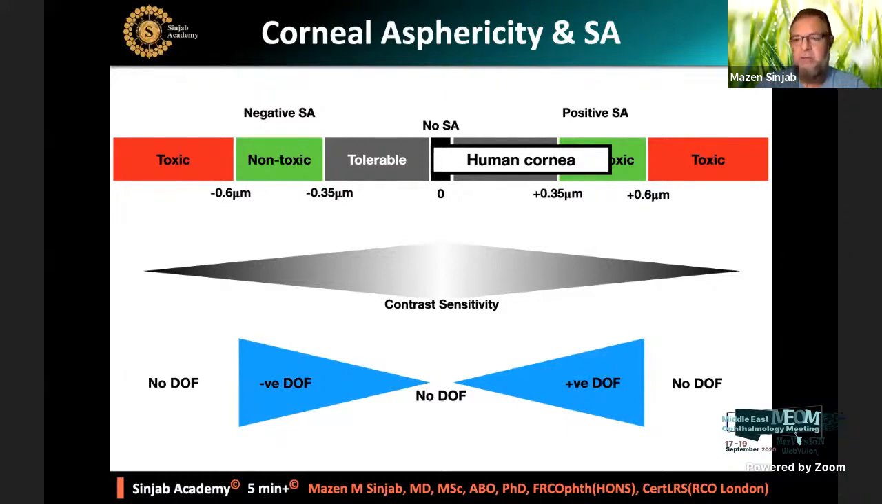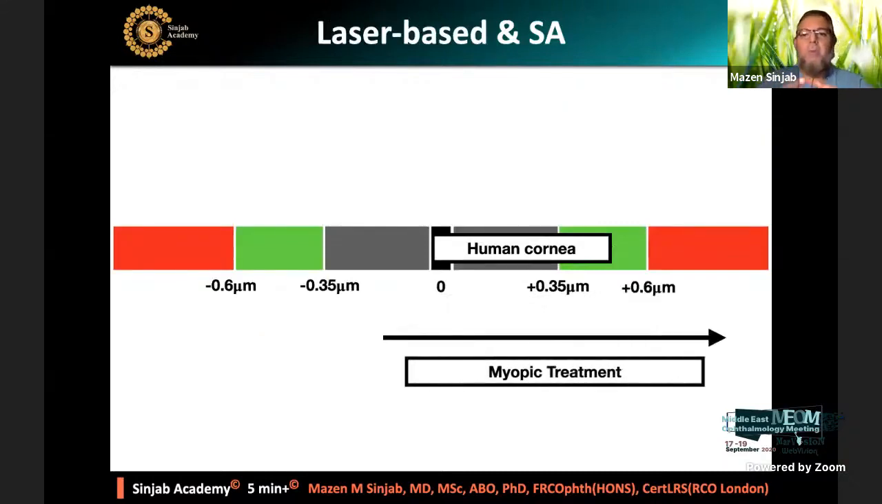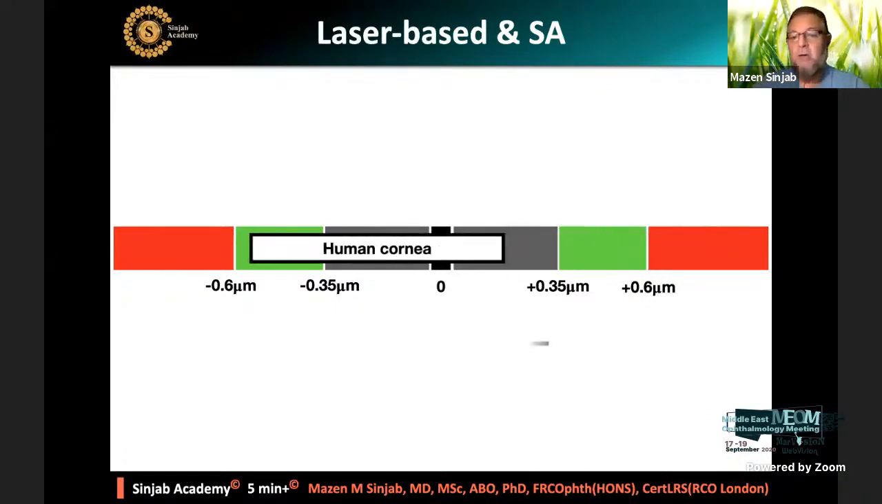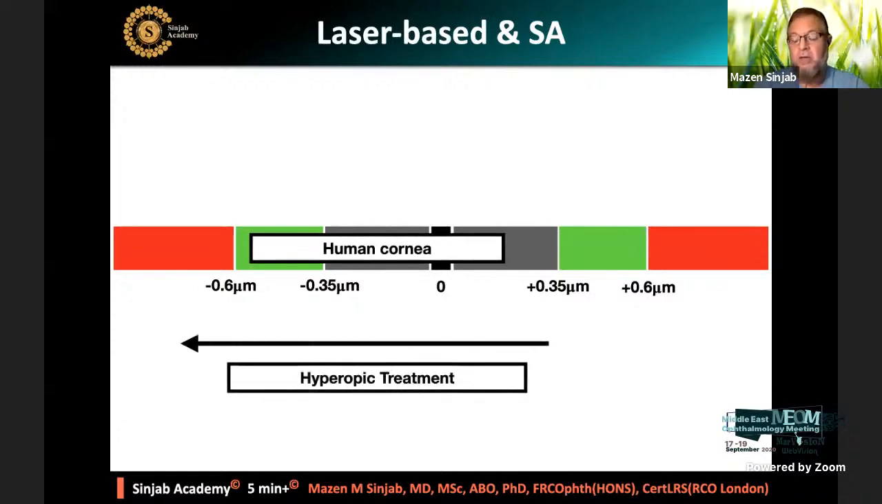But this is acceptable to some extent, because the spherical aberration should not extend more than the non-toxic range. Otherwise, there will be no depth of focus. Now, we have to know that laser vision correction, laser-based refractive surgery, affects the spherical aberration of the human cornea, because the myopic treatment will make it more positive, while the hyperopic treatment will push it towards the negative.